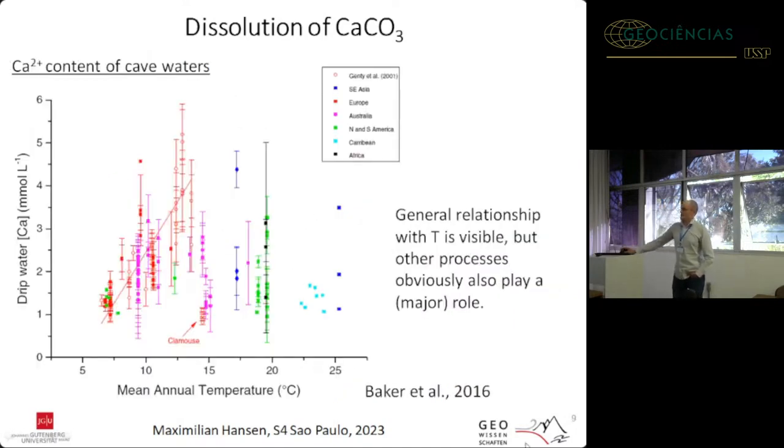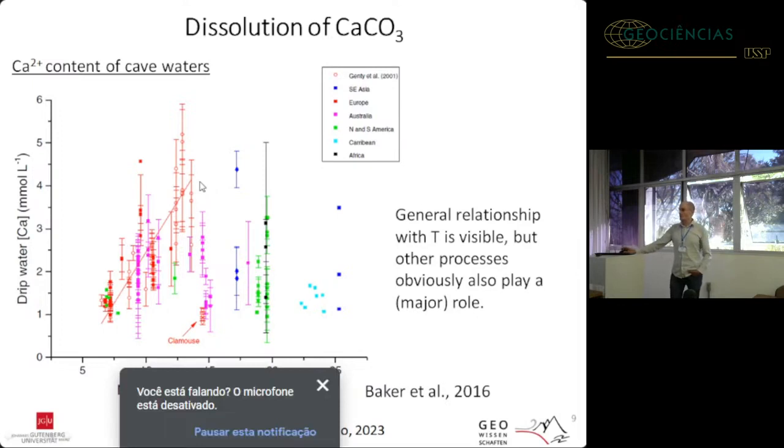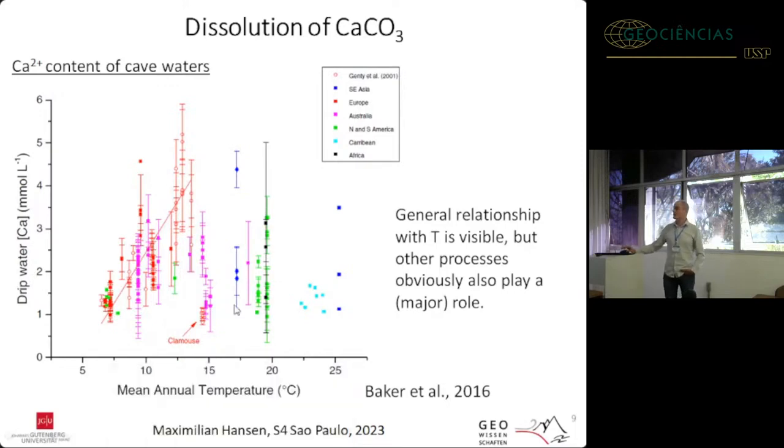So this is a plot which I took from Baker et al. 2016. This is basically the drip water concentration of calcium in different solutions of cave waters from different climate regions, plotted against the mean annual temperature. And what you see here is maybe a general relationship with temperature, but there are obviously several other processes which could control the calcium content in the water, which plays a major role in the dissolution of calcium carbonate.